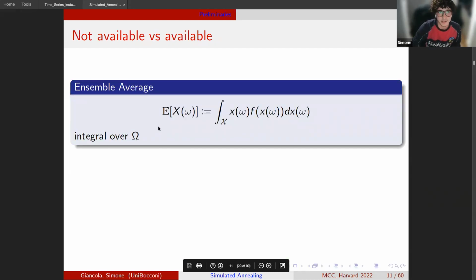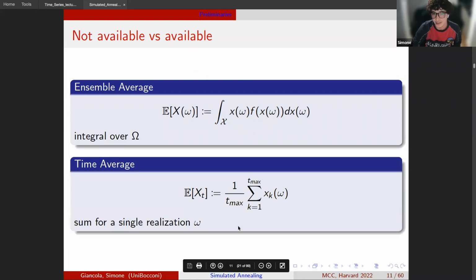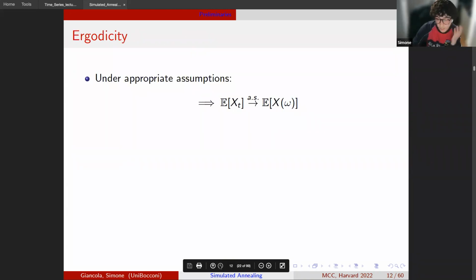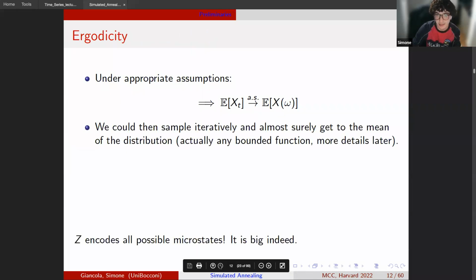What we don't have in hand is the ensemble average, which is the first moment, the average of the real distribution, which we cannot see. What we can see is the time average, which is the average of a single realization over time and not of all the realizations we could have seen. With additional assumptions, we can say that they are the same, but we need to make these assumptions. And if this were possible, we could sample iteratively and just get to the mean by doing the mean of the over time observations.